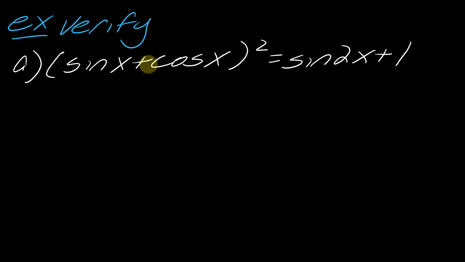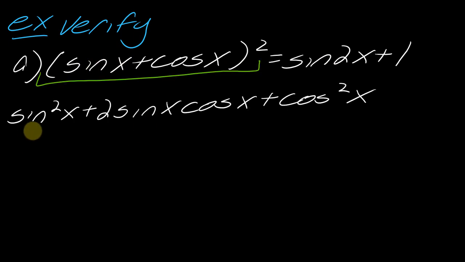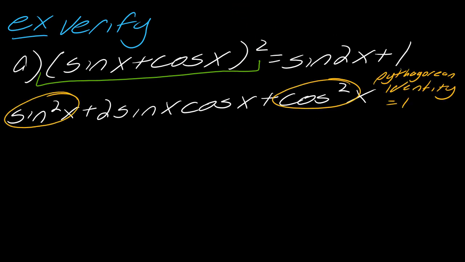So this is just screaming for us to multiply this out, right? So if I multiply out this side here, I get sin²x + 2 sin x cos x + cos²x. And now, looking at that, I see the sin²x and the cos²x, so that's a Pythagorean identity, so that actually equals 1.